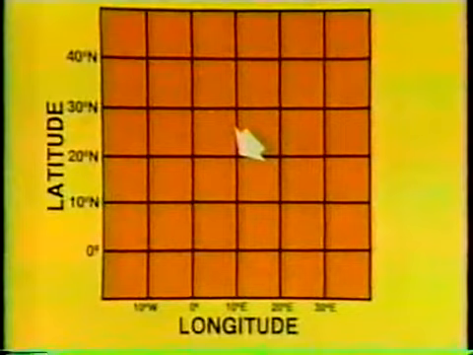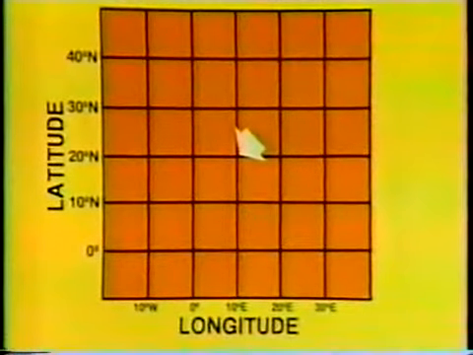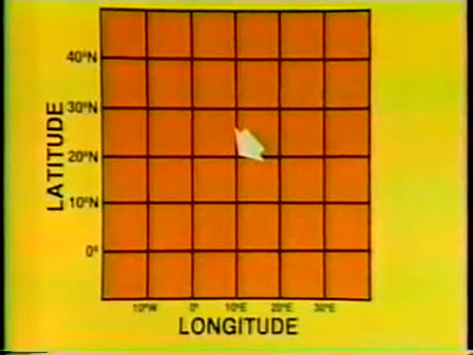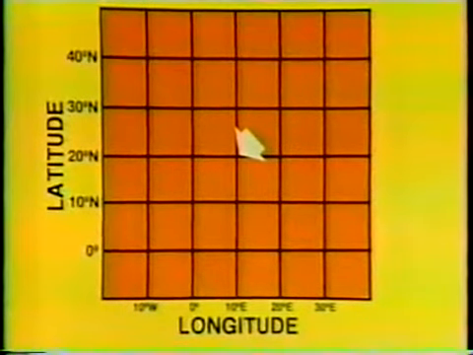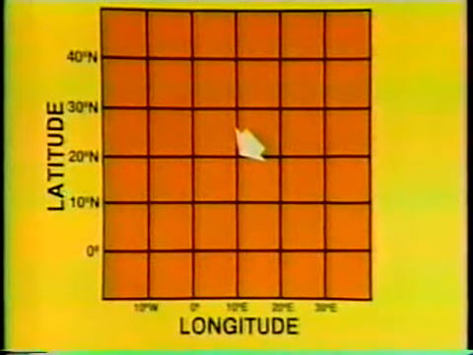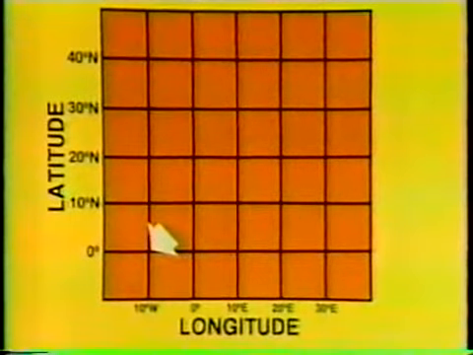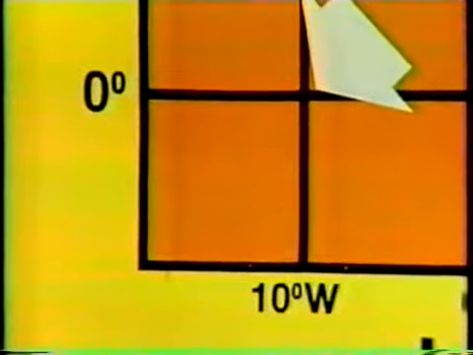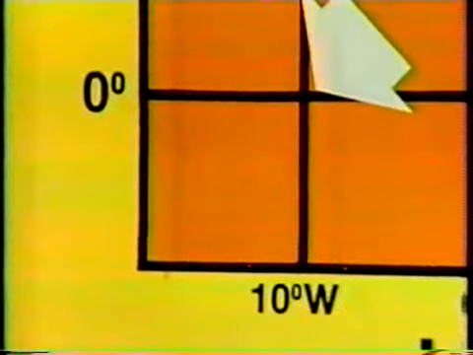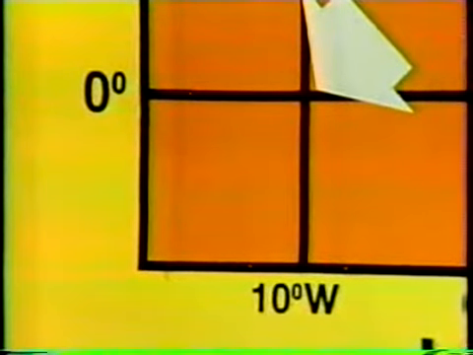In giving the location of any point, latitude is always written first. So the position of the arrow is 20 degrees north, 10 degrees east. What's the position of the arrow now? 0 degrees latitude, 10 degrees west longitude. Remember that 0 has no letter following it.